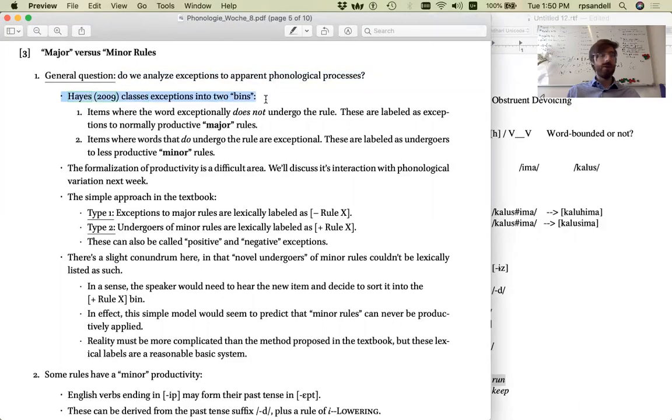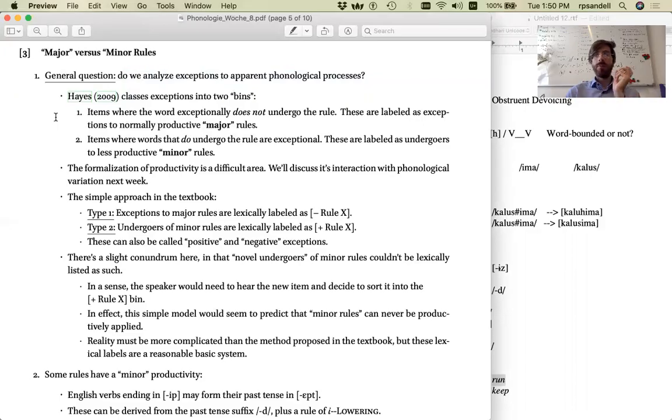Our textbook, Introductory Phonology, tries to class exceptions into two bins or two groups. So we can sort them into two boxes. Here's one box of exceptions and here's another box of exceptions. On the one hand, we have items where the word exceptionally does not undergo the rule. And these could be labeled as exceptions to the normally productive major rules.